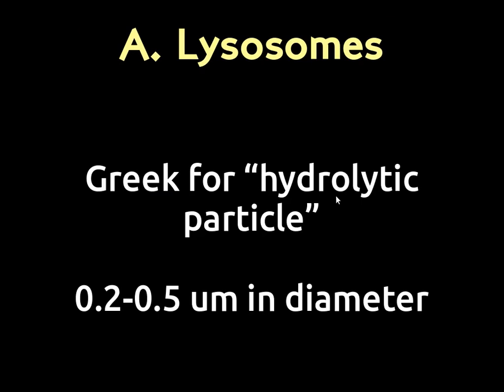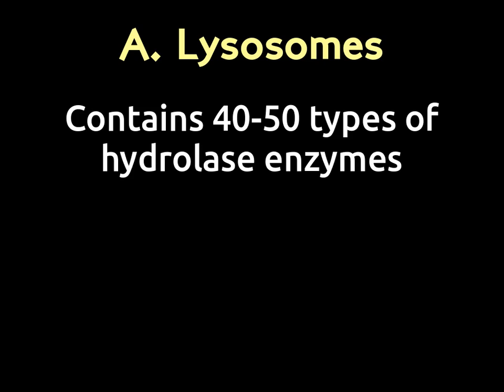And they tend to be smaller than lysosomes. Or, yeah, some lysosomes are smaller than other lysosomes. Okay, so they tend to be fairly small organelles. They're 0.2 to 0.5 micrometers in diameter. And they contain somewhere between 40 and 50 hydrolase enzymes.